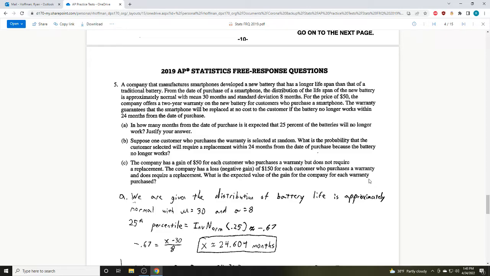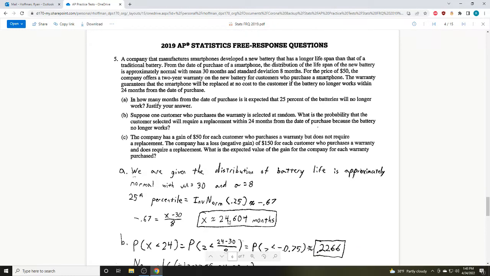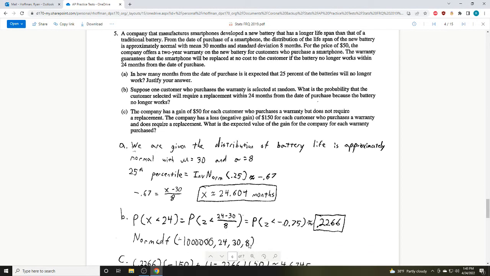Either way, that's where we're getting the 24.604, is setting up and just solving that z-score formula. Then in the next one, we're going the other way. What's the probability that we're within 24? Now we're given the value.